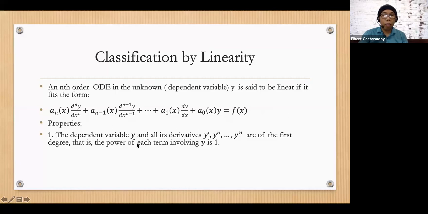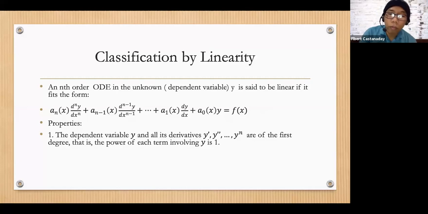Okay, now the power should be 1. Okay, the power of the variable y and its derivatives is 1. Nakuha niyo ba? Yung power niya is 1. Kasi nga, other than that, hindi na linear yon. Pag linear, di ba, ano yung equation ng line? Y is equal to mx plus b. Oh, anong power ni y? 1. Anong power ni x? 1. So, di ba, linear yon.